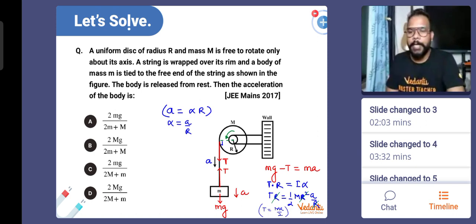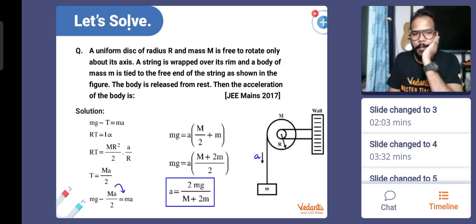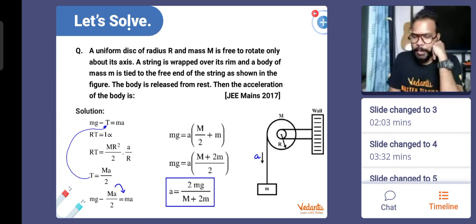Okay, as I said, first we will solve it like this, then we will try the shortcut. Okay, so we have the two equations. I'll simply put T equal to Ma by 2 and simplify this. Putting the tension here in the equation, it comes out to be small mg minus capital Ma by 2 equal to ma, with a taken common on the other side. Have a look.